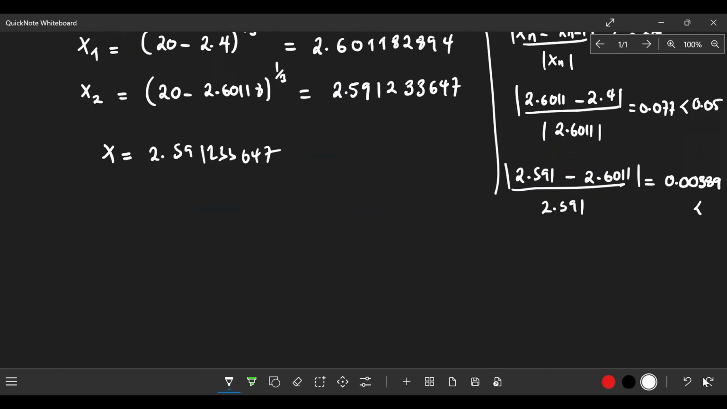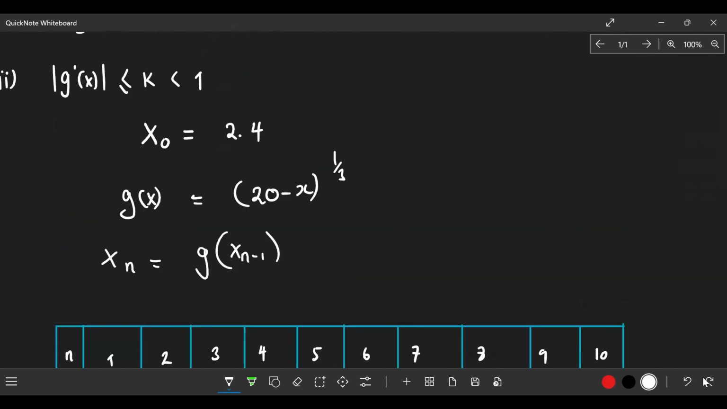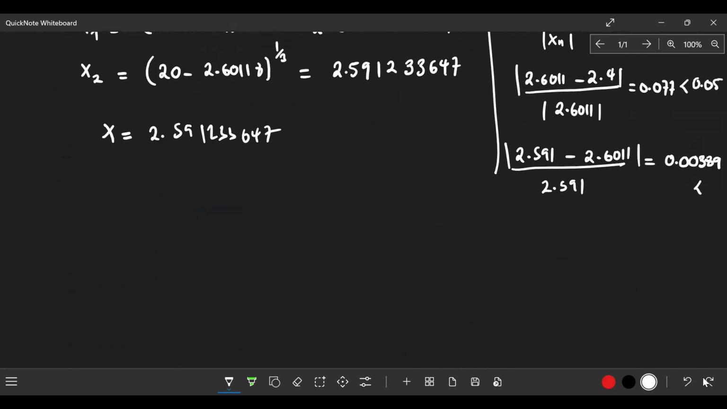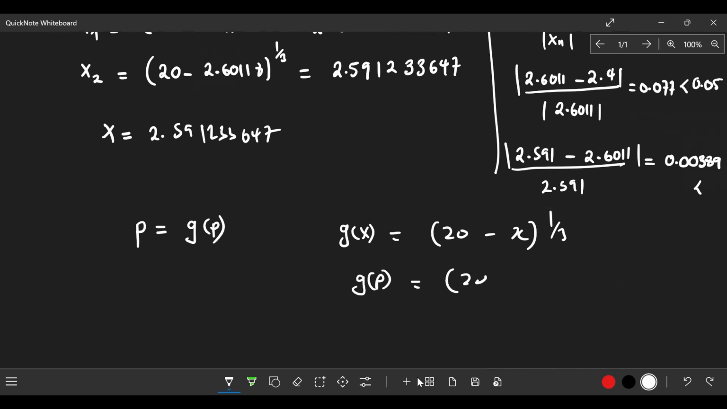Okay, so someone was asking how we can find that fixed point. The fixed point is found by, remember that we say P should be equal to G of P. When you substitute P in the function, it gives you back P. So what we have here is G of X equal to 20 minus X to the power 1 over 3. So this will be G of P. You can substitute P, okay? So G of P equals 20 minus P to the power 1 over 3, which should be equal to P. When you put P in the function, it gives us back P.